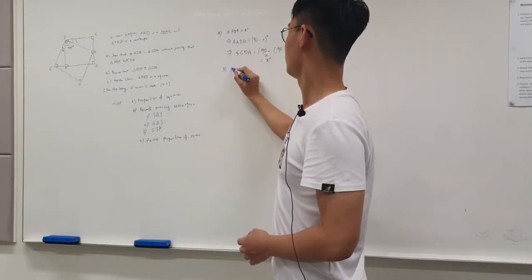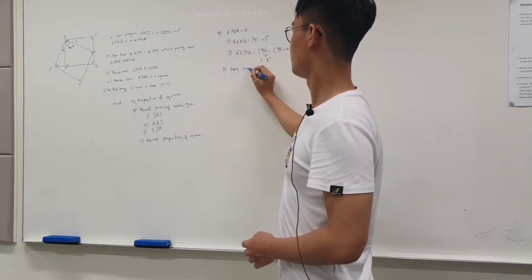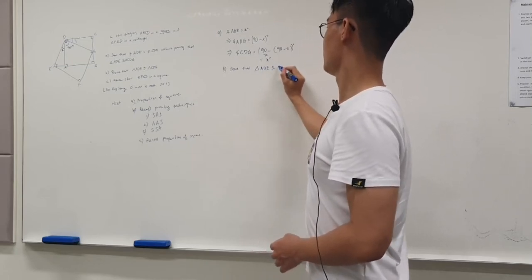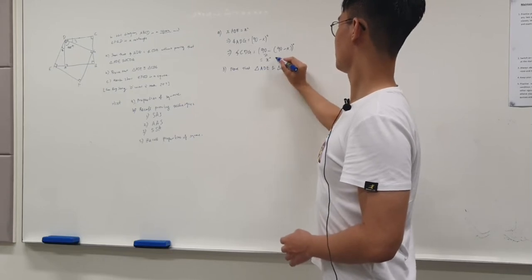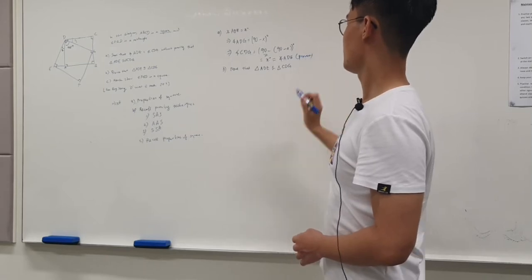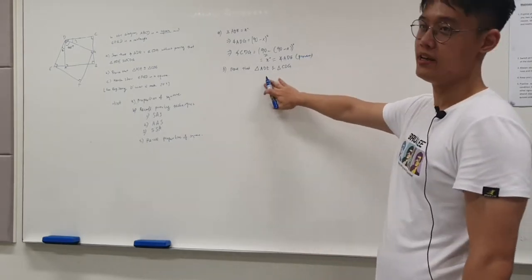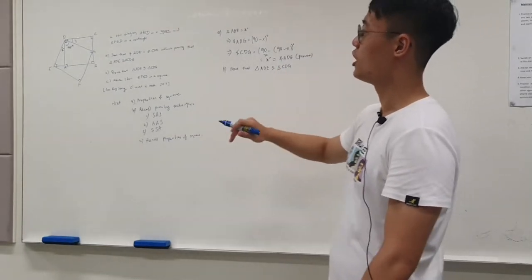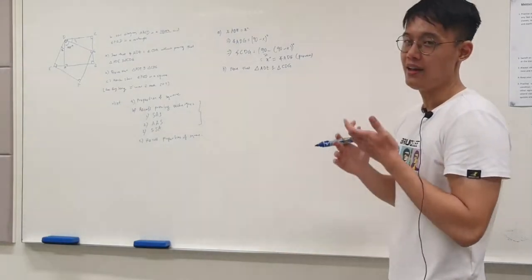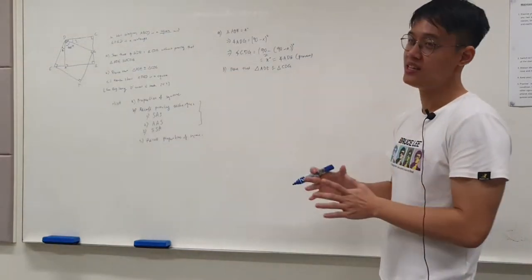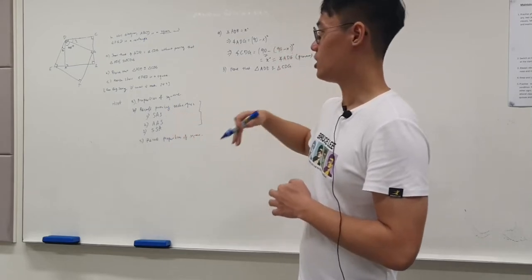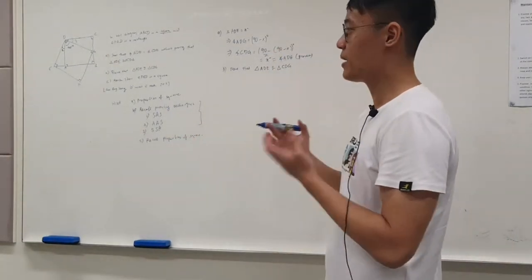Part B, prove that triangle ADE is congruent to triangle CDG. Let me just add one more line over here. Okay, so we're going to prove that triangle ADE is congruent to triangle CDG. So, how to prove? Now we have to recall the three possible configurations of a congruent pair of triangles.